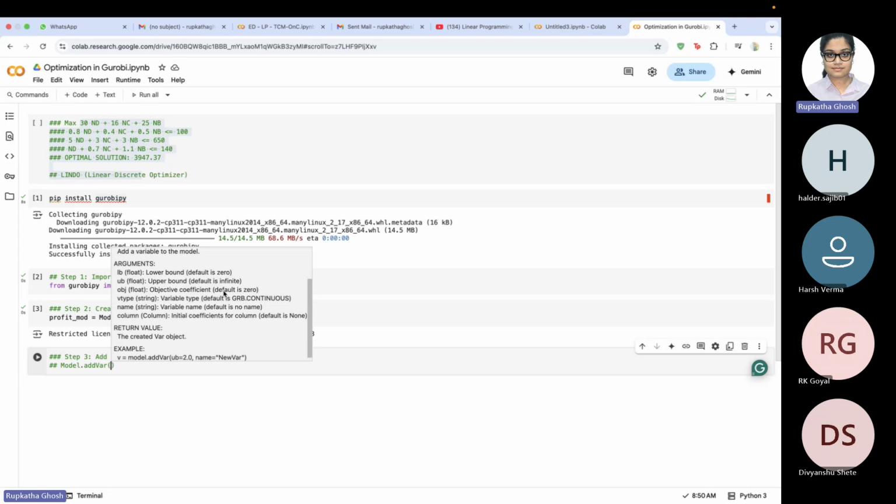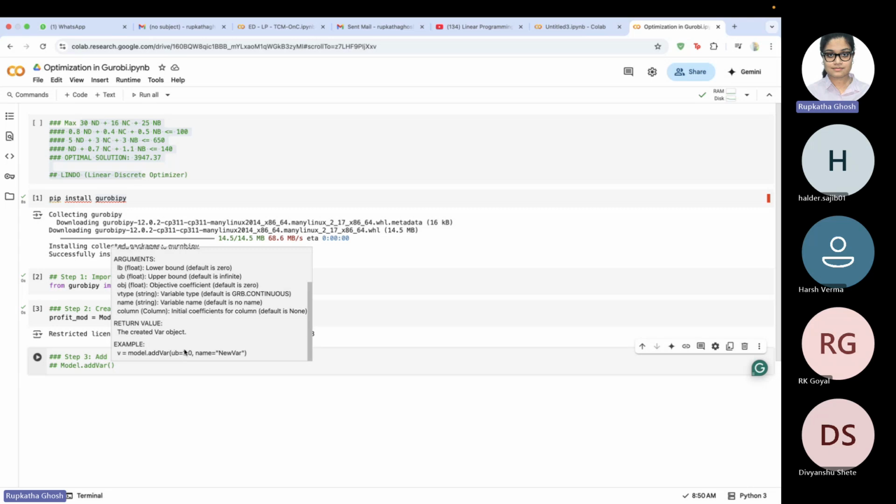VType, which is the variable type, is very, very important. The default is GRB.CONTINUOUS. Even if you do not specify it, it will take that. But a lot of times your decision variables may be binary. At that time you will have to write GRB.BINARY. Name is the variable name. The default is no name, but for better understanding you can always put a variable name. Column coefficients are not really necessary. The column and the upper bound do not really need to be specified, but still we will do it.